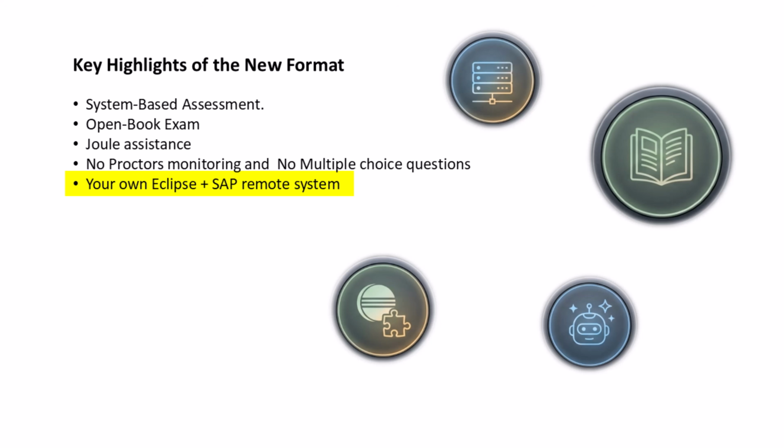You will complete this exam using your own local installation of Eclipse and the ABAP Development Tools ADT plugin. SAP will assign you a remote system. You will copy that system's details and configure it as an ABAP Cloud project right inside your own Eclipse IDE.